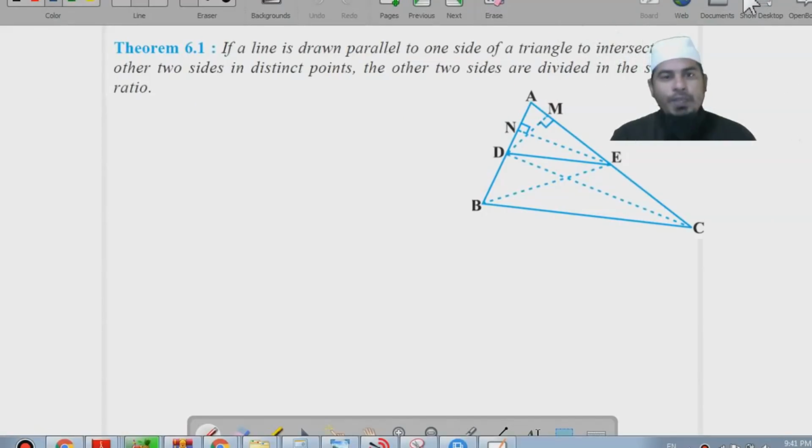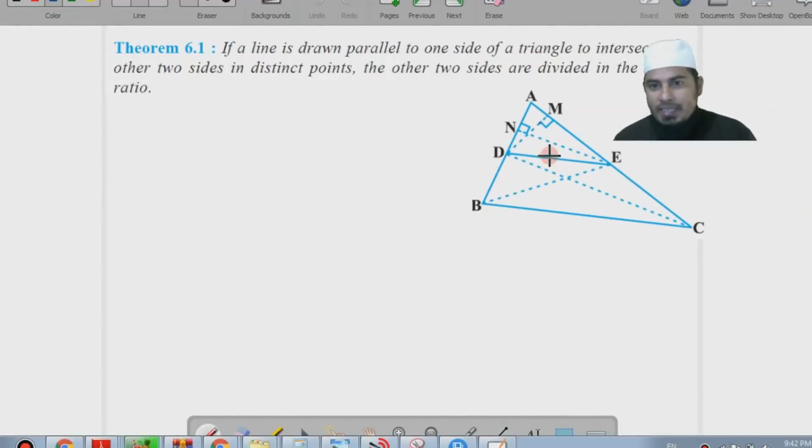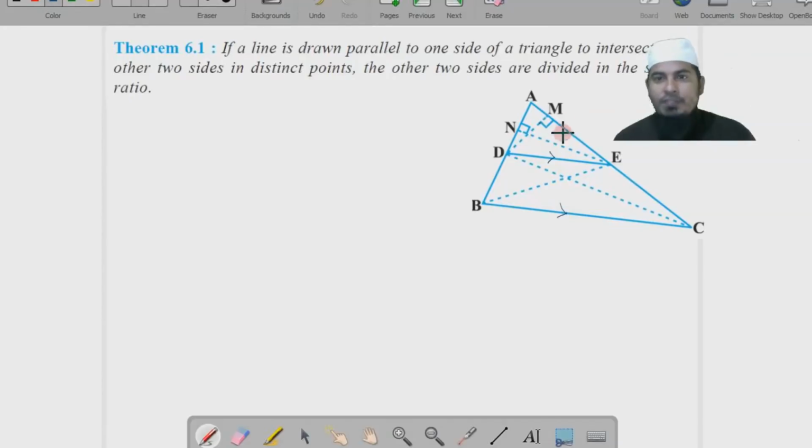Welcome. In this video lesson, we are learning the basic proportionality theorem. It's also called Thales theorem. If you keenly observe the diagram here, in a triangle, a line DE is drawn parallel to one side of the triangle, intersecting the other two sides at two distinct points D and E.